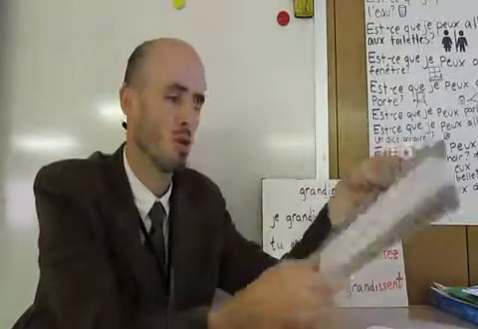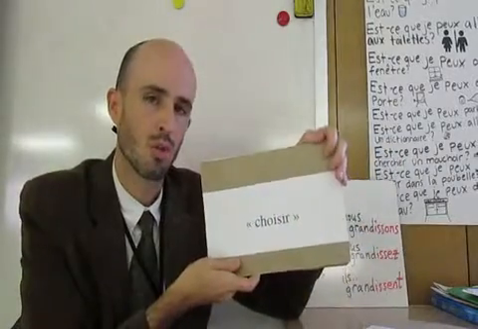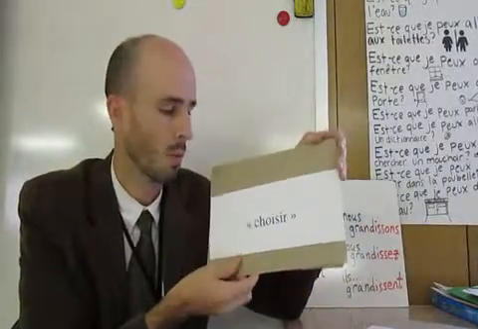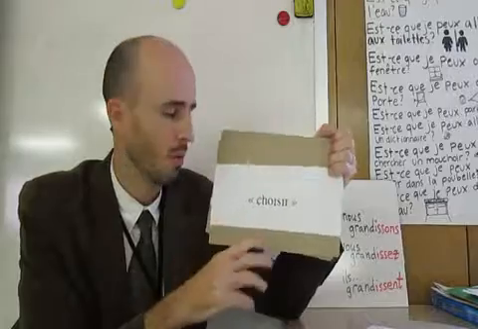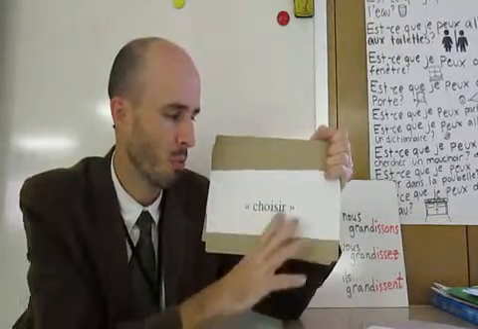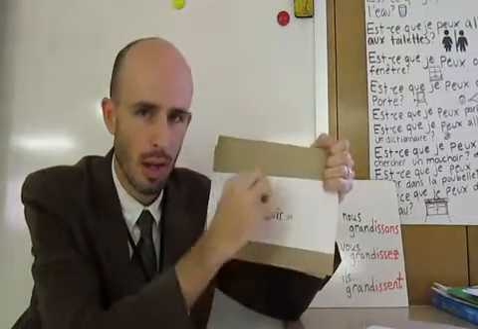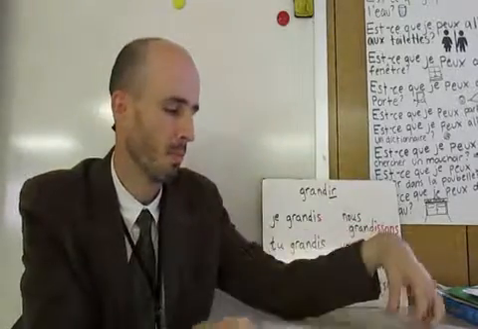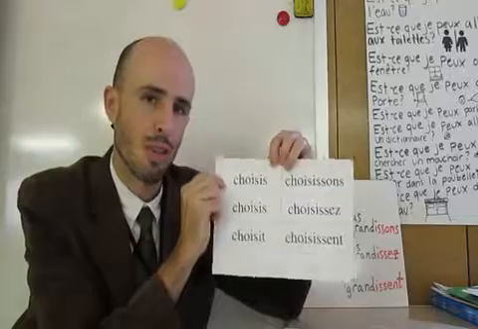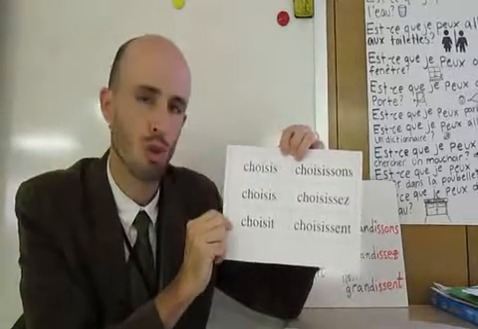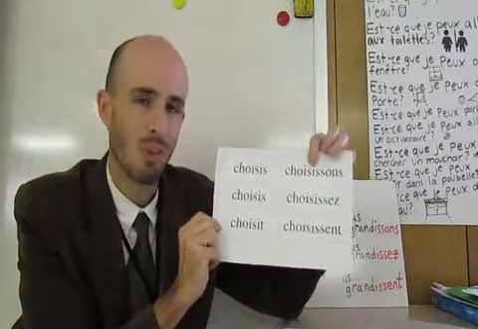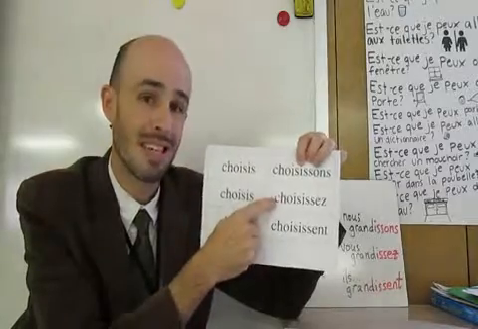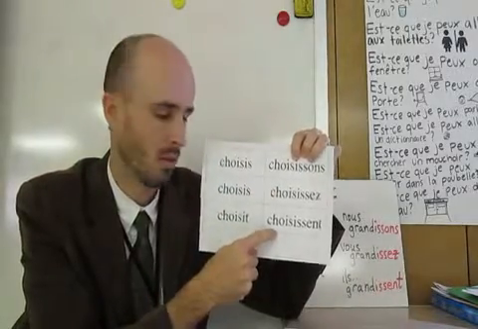Okay. Choisir, to choose. Okay? Again, that's where students get tripped up. Those plural forms, you remember, drop off the IR and add those endings, which I just showed you. That would give us, for example, je choisis, tu choisis, il choisit, nous choisissons, vous choisissez, ils choisissent.